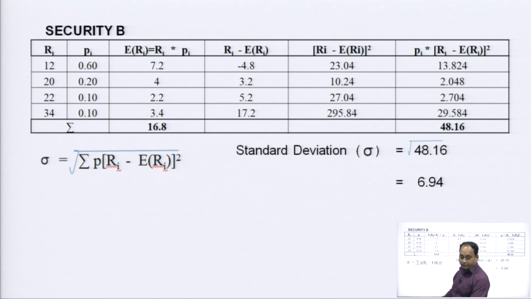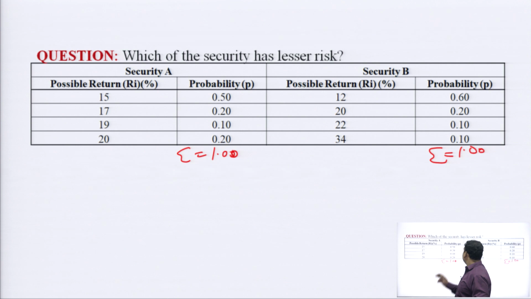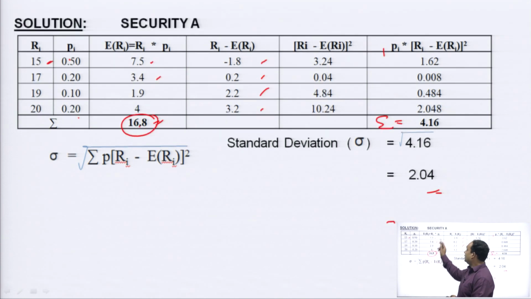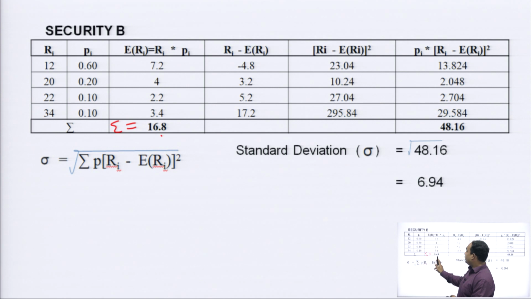These are the returns given in the question. We multiply the possible returns with their respective probabilities and calculate the expected return. This total expected return is exactly 16.8, the same as the previous security: 16.8 in security A and 16.8 in security B. This is a coincidence in this given question, so 16.8 is the total expected return.